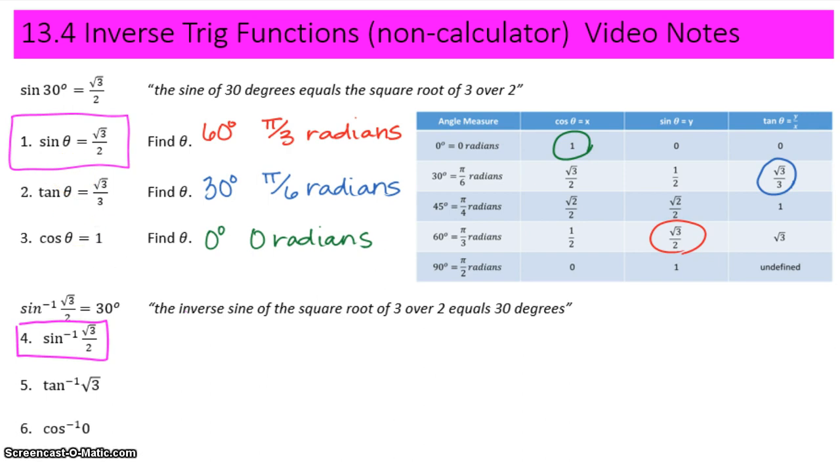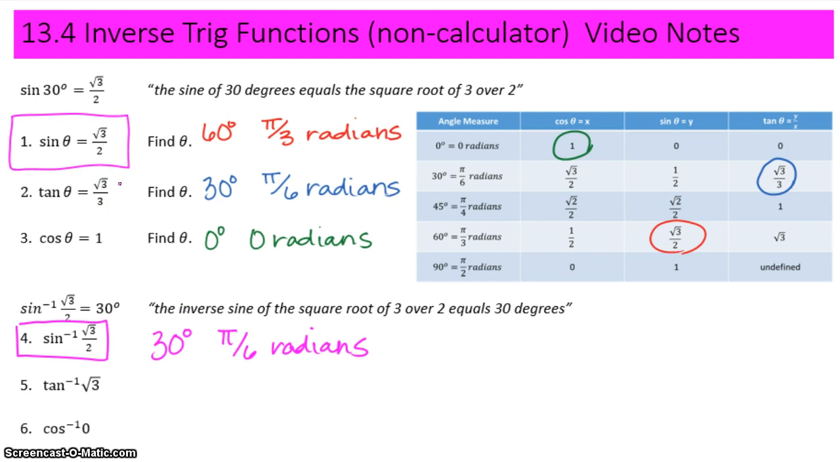If you have the inverse sine or the inverse tangent or the inverse cosine, that means you are looking for the angle measure in radians and degrees, or degrees depending on what the directions say. So in number 4 we have inverse sine of root 3 over 2. We've already done that. We know that the sine of 30 is root 3 over 2, and therefore the inverse sine of root 3 over 2 is 30 degrees, or pi over 6 radians.